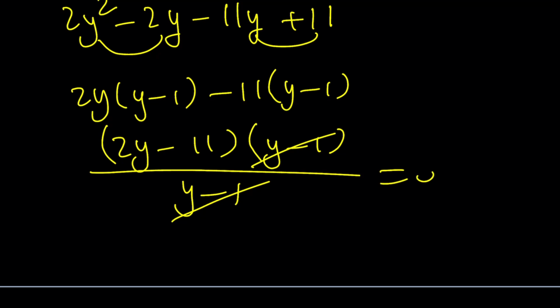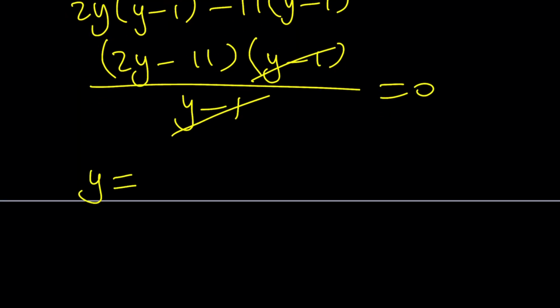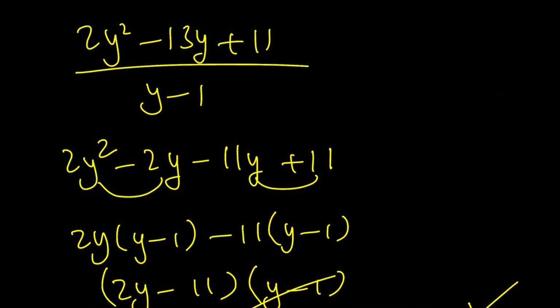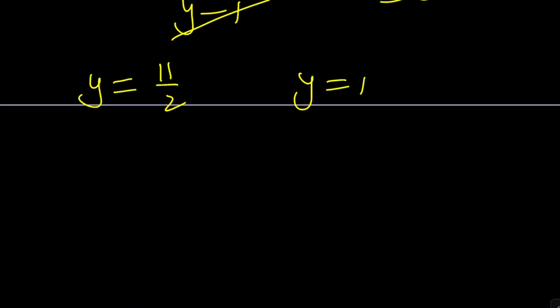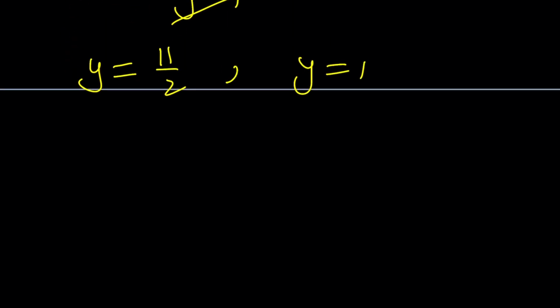And if you go ahead and take that and divide by y minus 1, you're going to get this factor. But the thing is, from here, you're going to get y equals 11 halves. But y equals 1 is also a solution. Of course, in this case, we assumed it's not because we've already taken care of that, right? So we know that y equals 1 is a solution. But now we got the second solution. So together, there are two solutions.